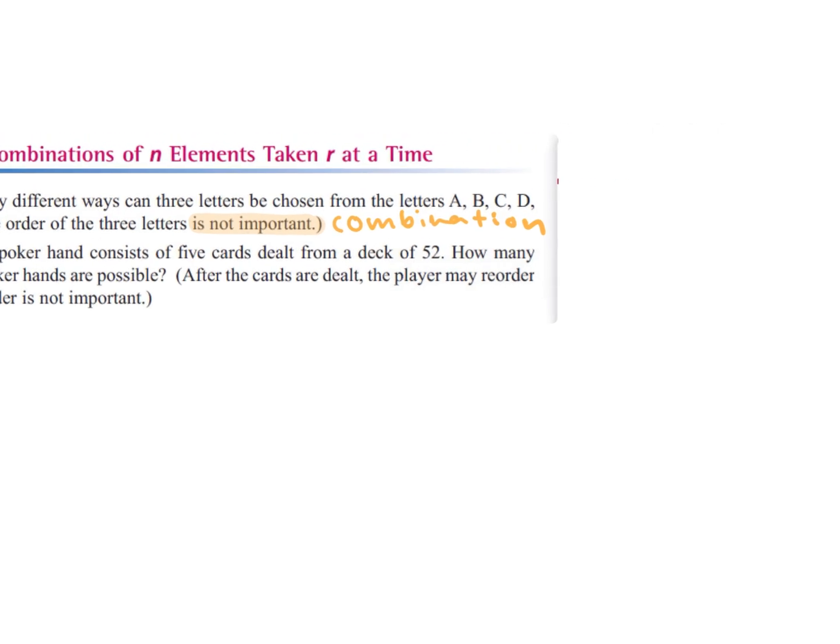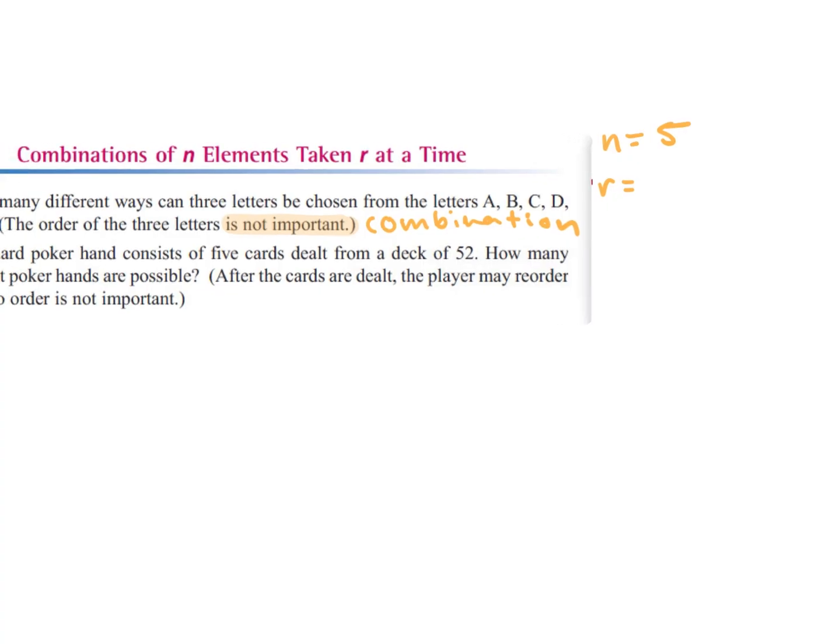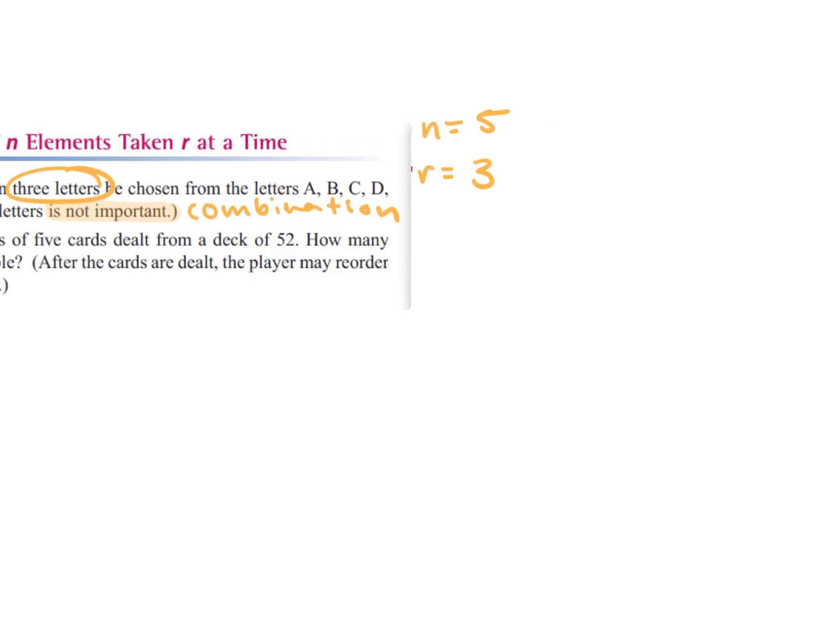So how many letters total do we have here for this question? 5, A, B, C, D, and E. So we've got 5 total. But it says in how many ways, how many letters are we choosing? 3 letters be chosen from the letters. So 3 would be our r. So we have 5C3.